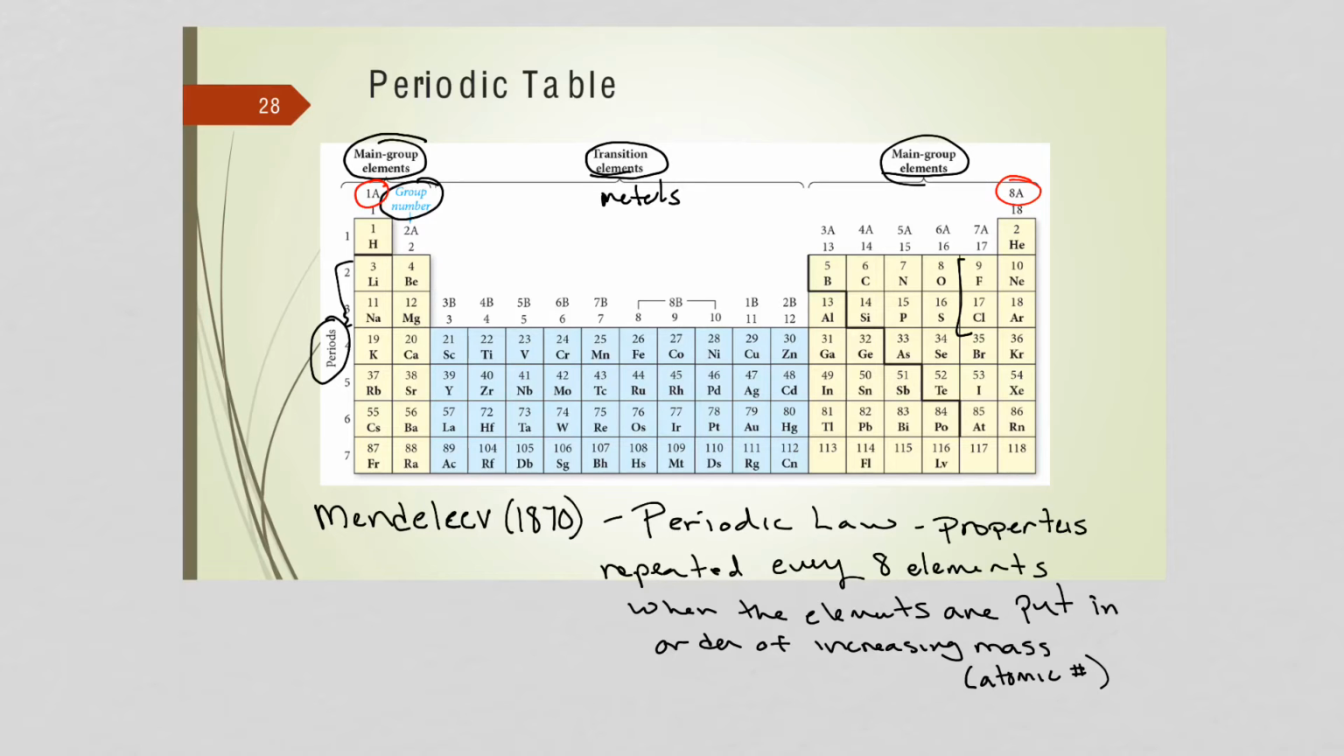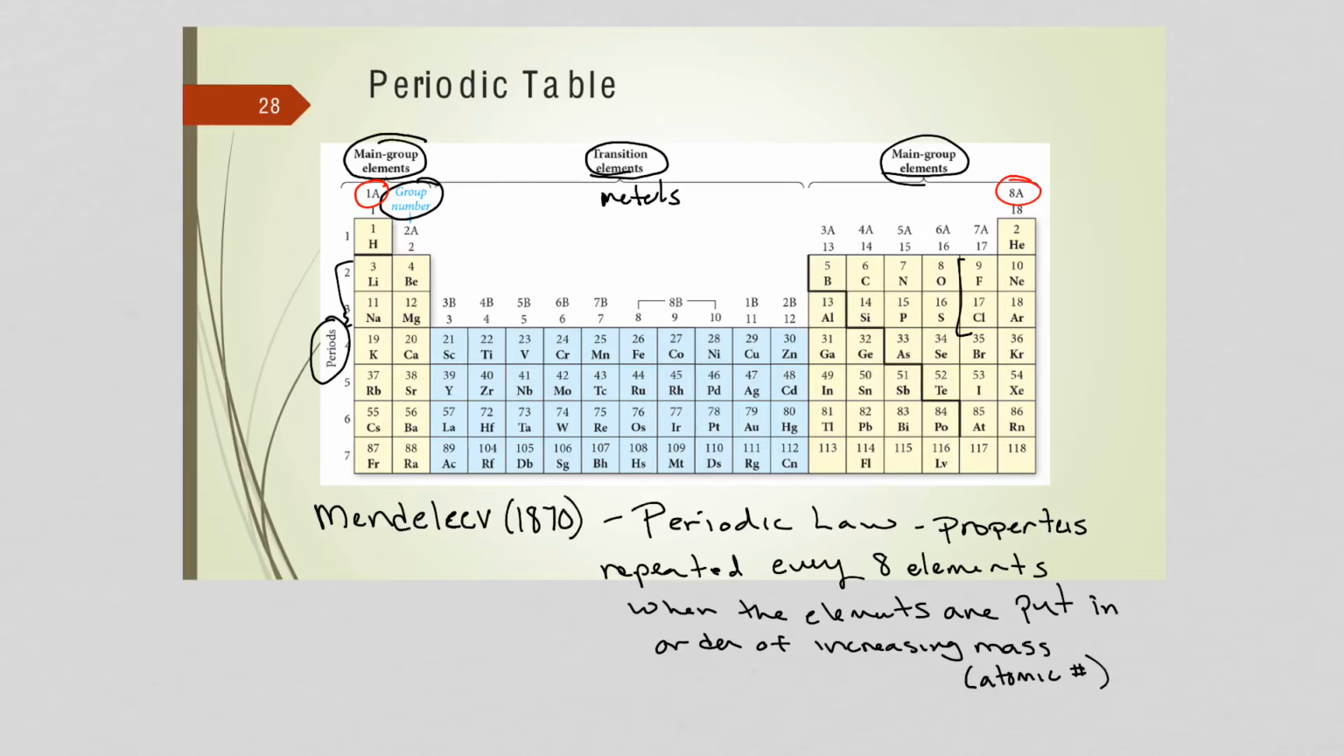And this is often how we refer to the elements. We'll say it's in group 6 or group 7. We almost never use group numbers when we talk about the transition elements. We just say it's a transition metal. But when we talk about the main group elements, we need to specify the group number.